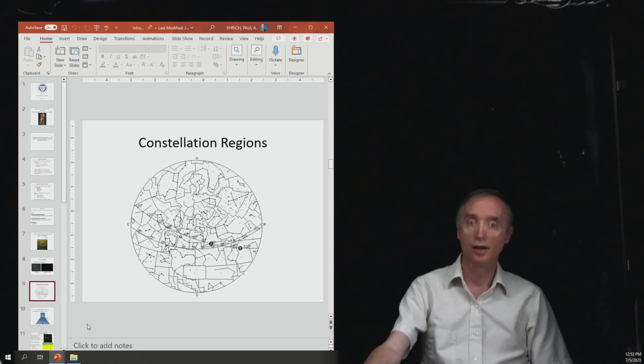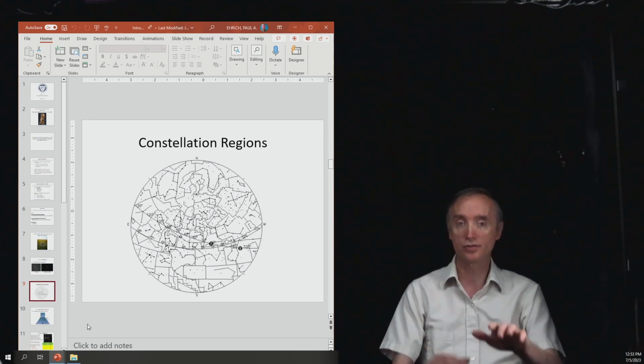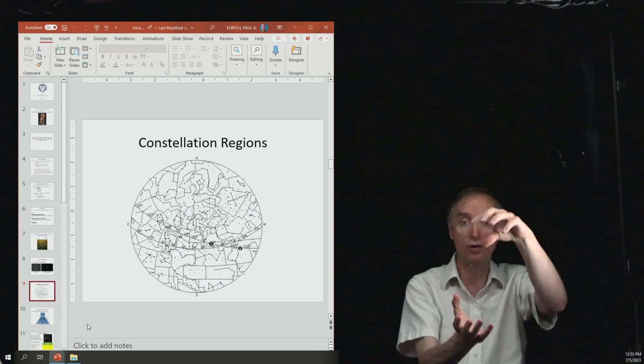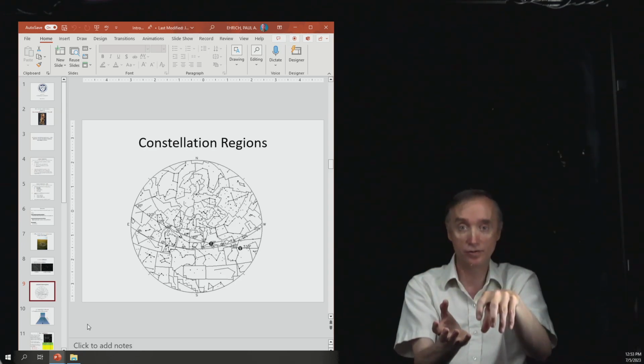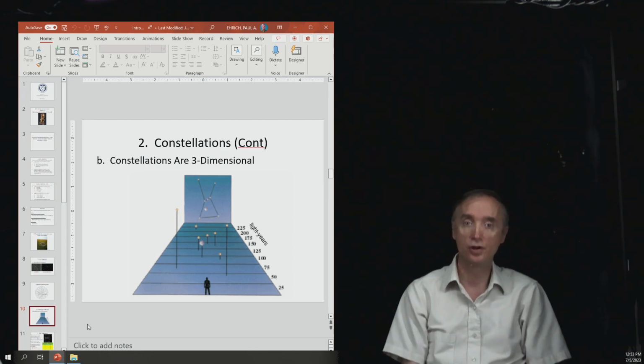Then you should have an understanding of what the celestial sphere is. The celestial sphere is this sphere that surrounds the Earth, and on it you have all of these different constellations, and that's pictured here. You should know that constellations are three-dimensional.